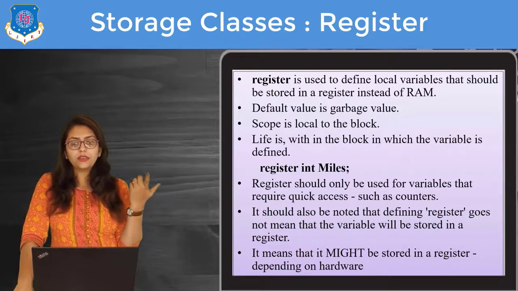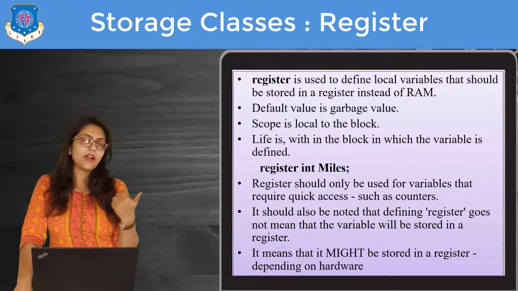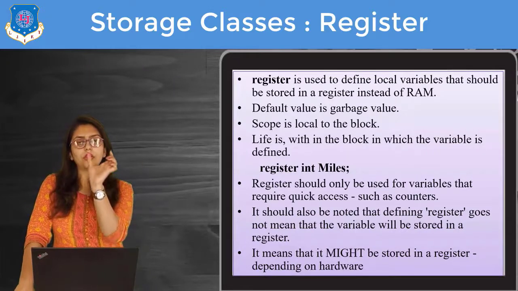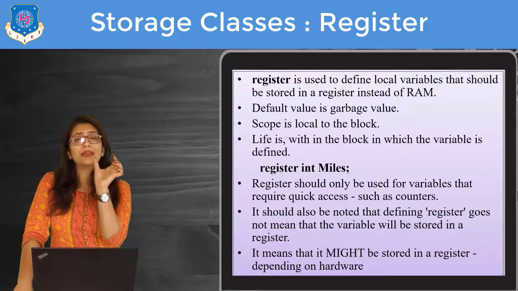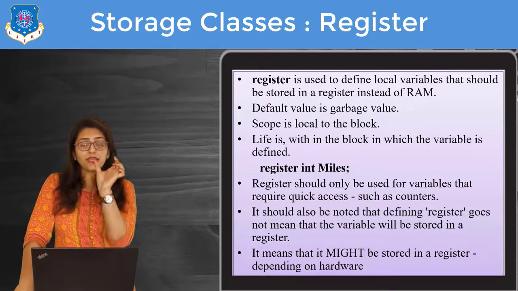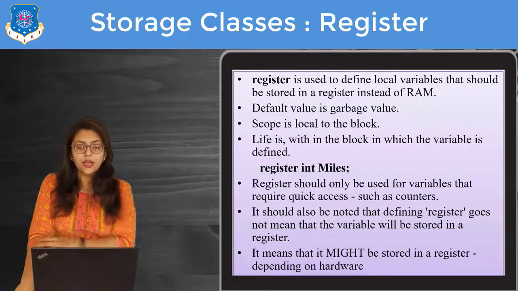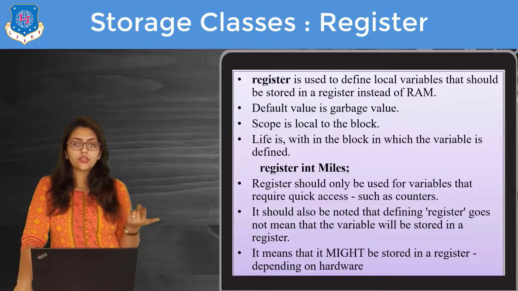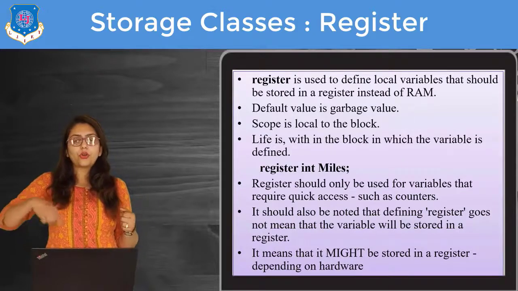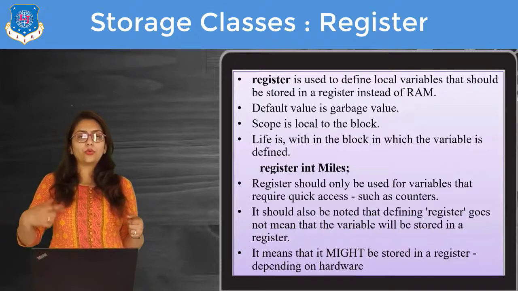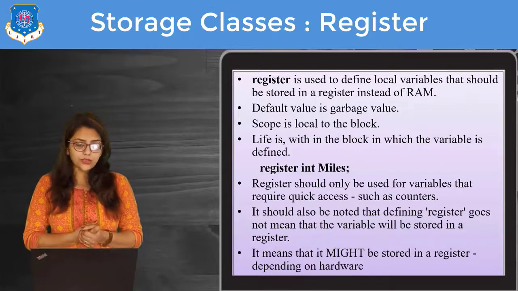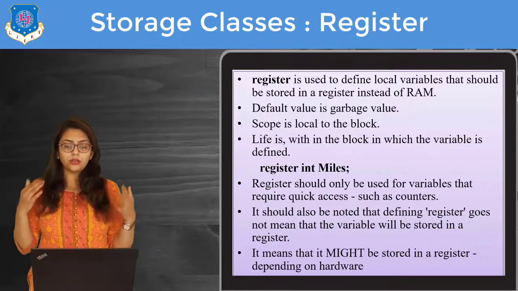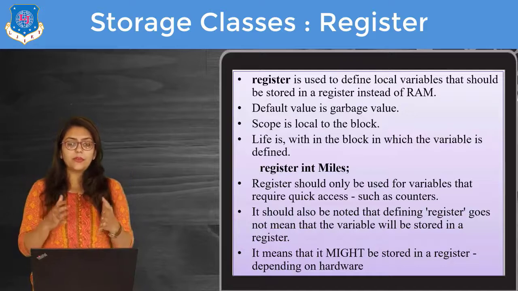Its life is within the block in which the variable is defined. You can define register variables like register int i or register int miles. So the variable miles will be stored inside the register instead of the random access memory. Registers should only be used for variables that require quick access, such as counters. If we want to count again and again and access it quickly, at that time we can use registers. It should also be noted that defining a variable as register does not mean that the variable will be stored inside a register.